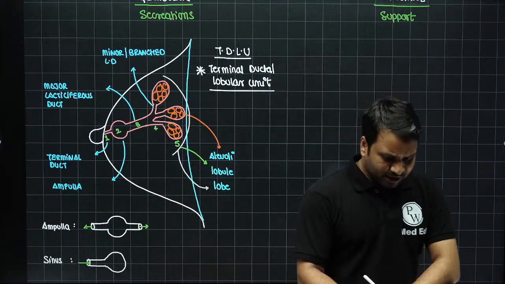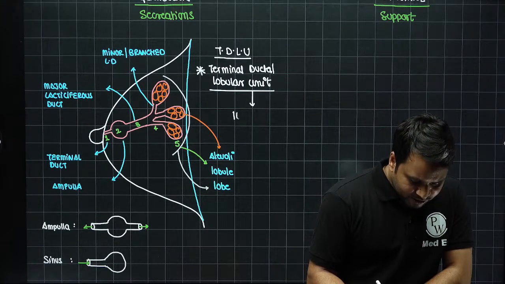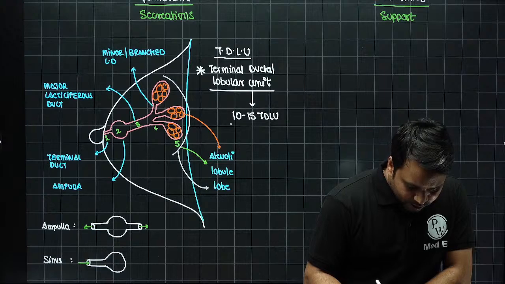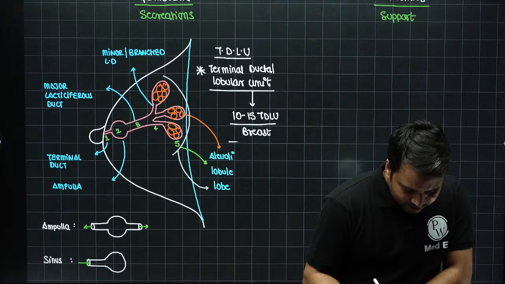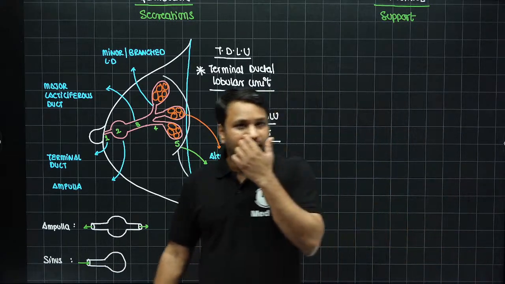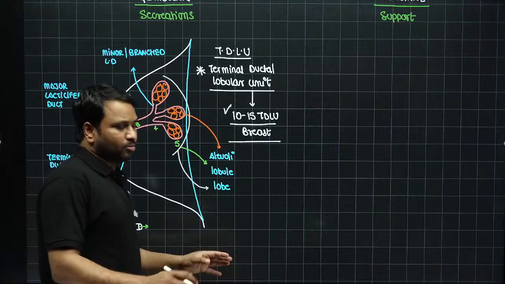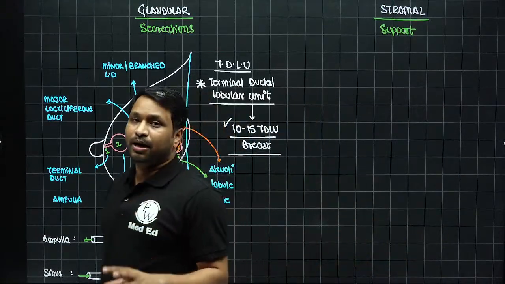If you are asked how many TDLUs there are per breast, some textbooks say that 10 to 15 TDLUs are present per breast, and a few say 12 to 15, it varies. So 10 to 15 is the broader margin that you can say. So in a single breast, you will have 10 to 15 TDLUs. Okay? So this is in terms of the glandular part of the breast.